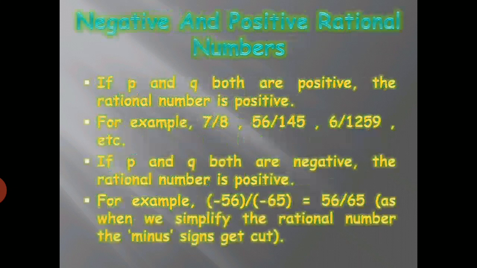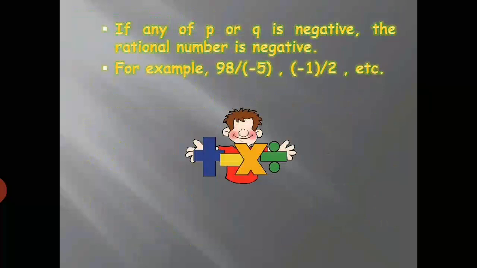So here both the numerator as well as the denominator is negative. So 56 by 65, as when we simplify these two, the negative signs will cancel each other. Next, if any of p or q is negative, then the rational number is negative. For example, 98 by minus 5, minus 1 by 2.